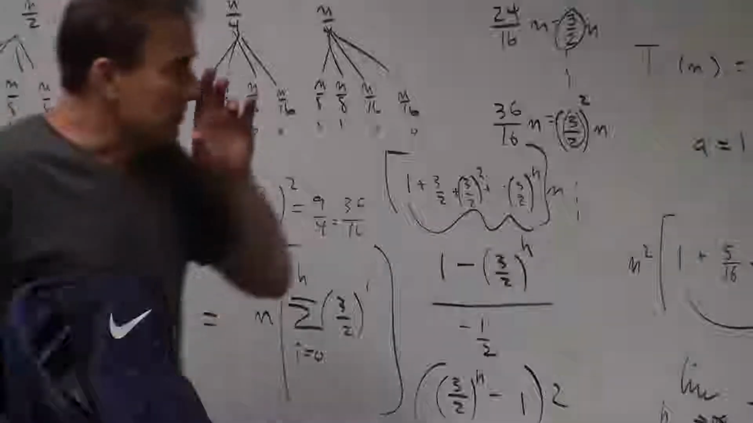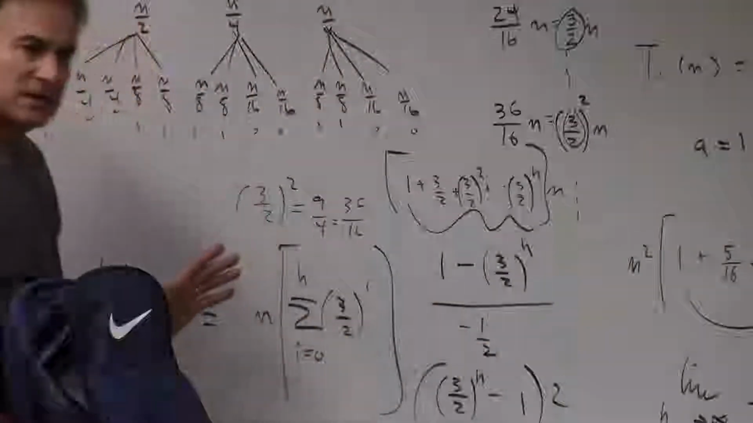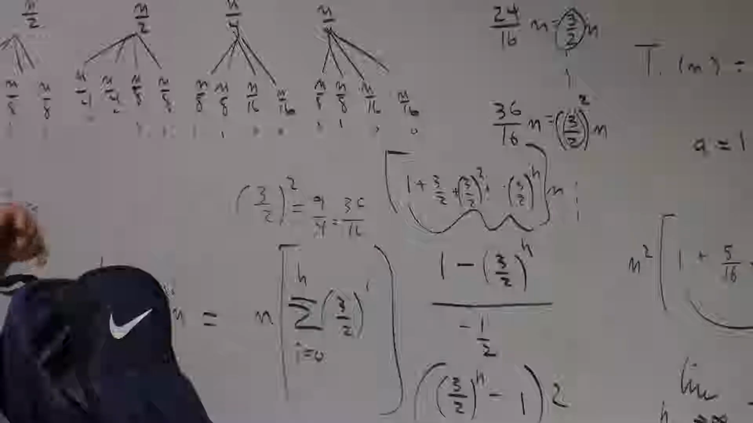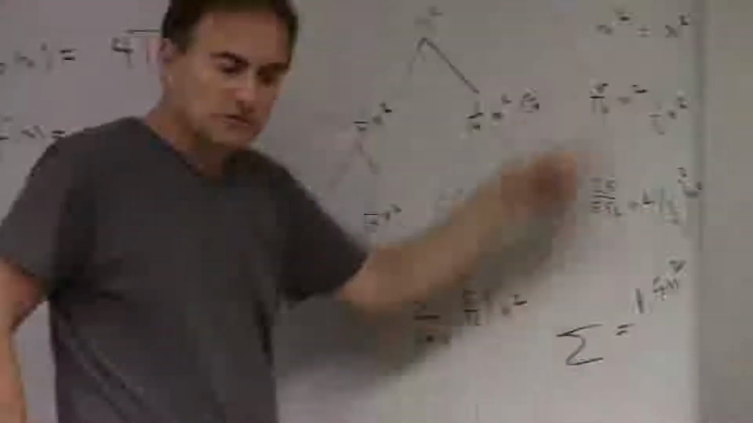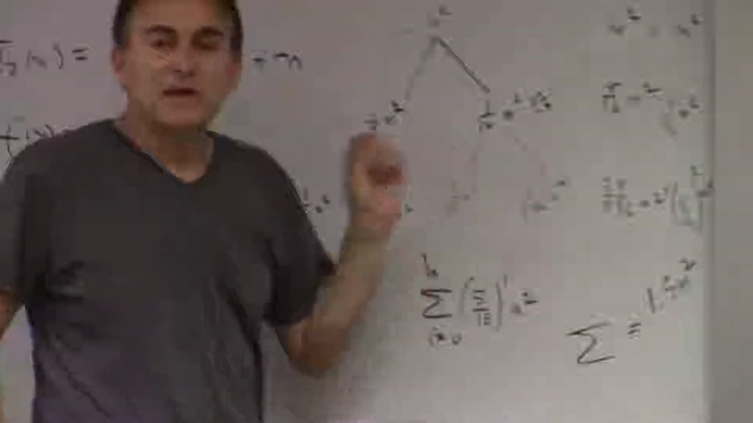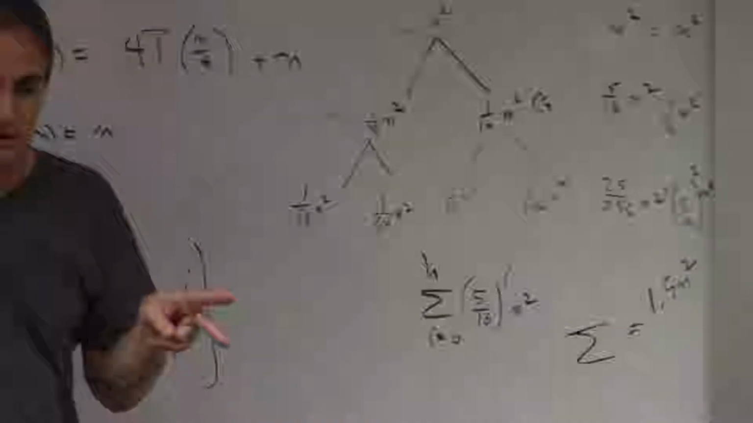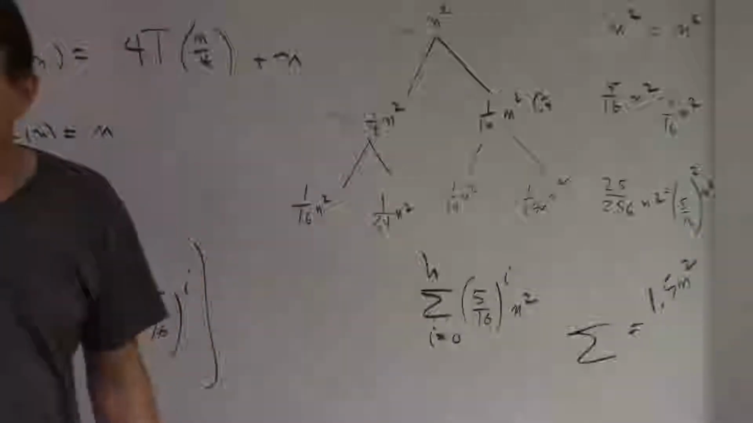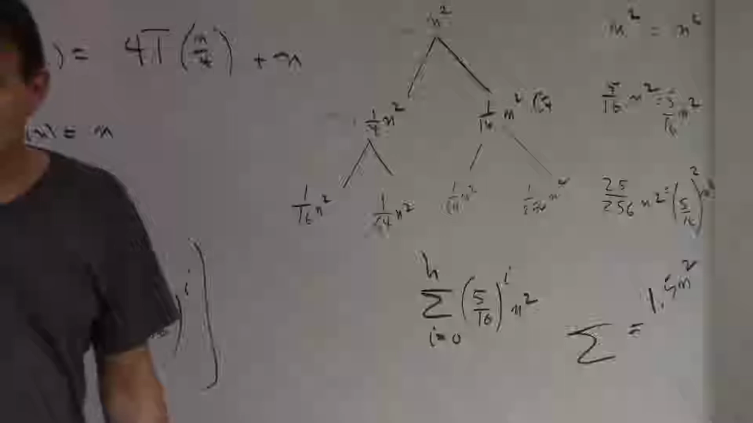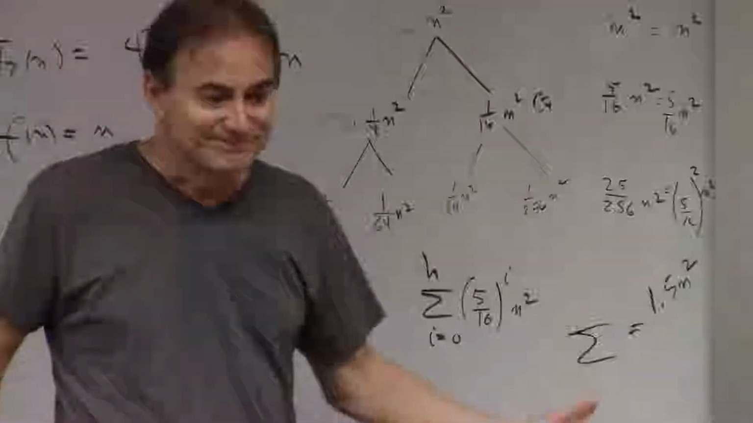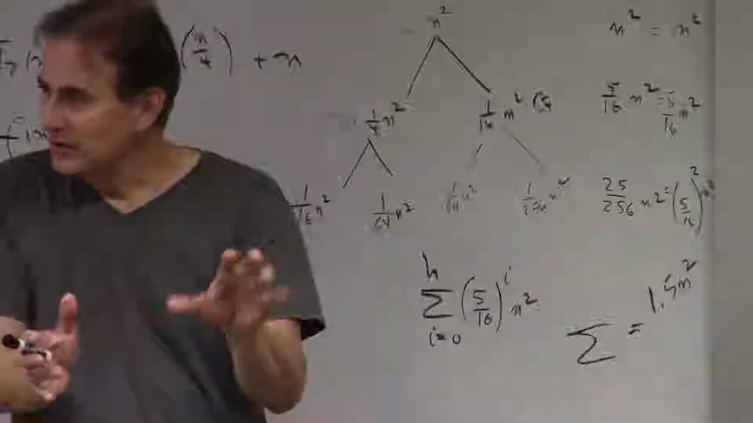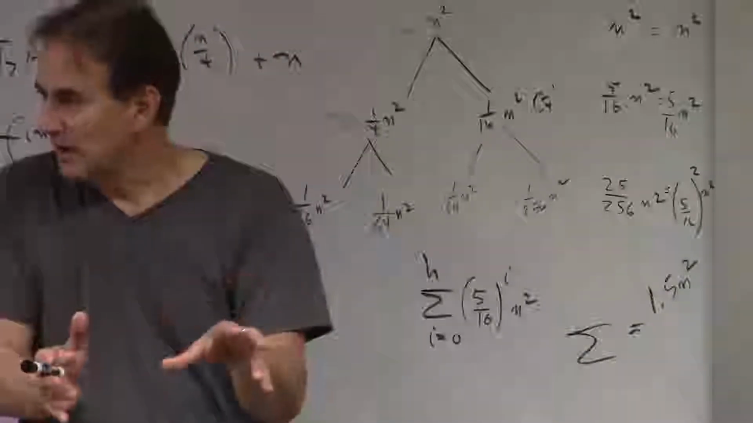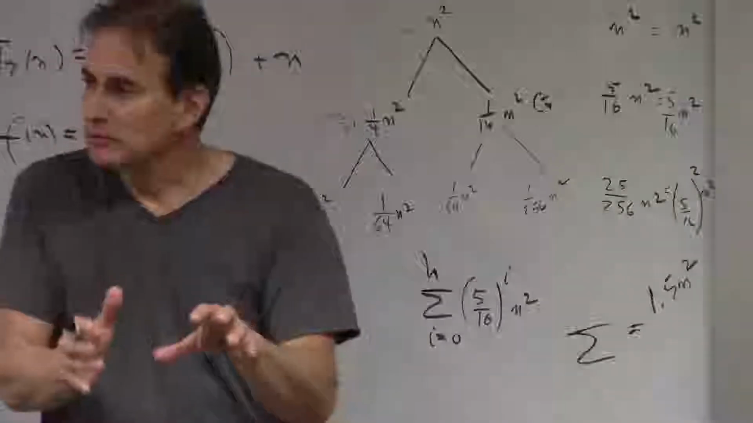So the bottom line is, here's the general rule. If you find this pattern, you will find this geometric series. If the ratio is less than 1, it will converge as you go to infinity. And if it converges to a constant, then the upper bound is going to be a constant times your n squared, n cubed, whatever you have.